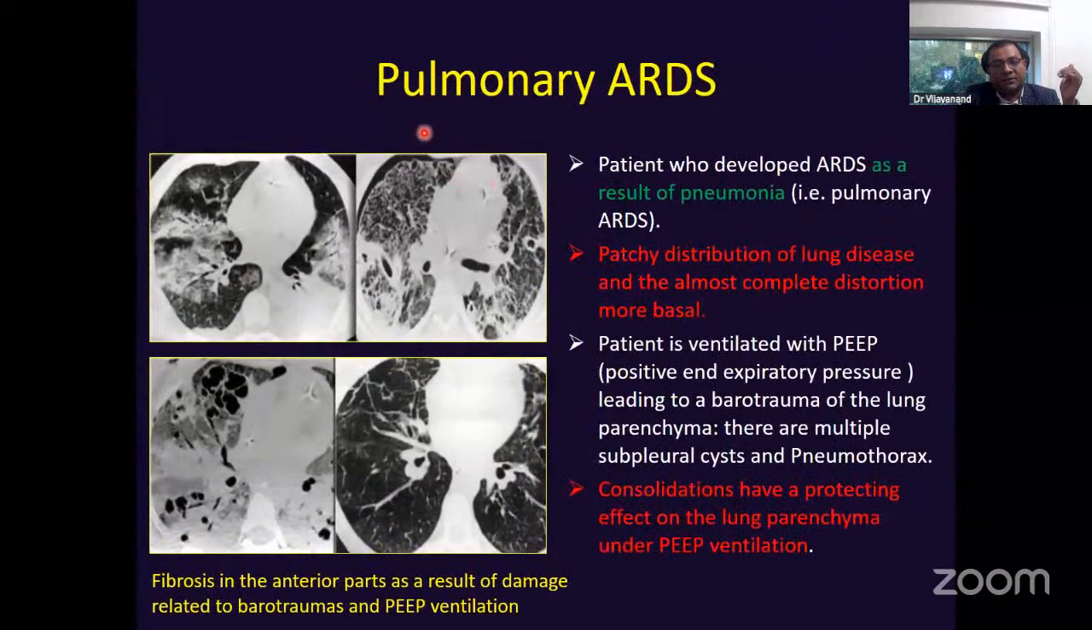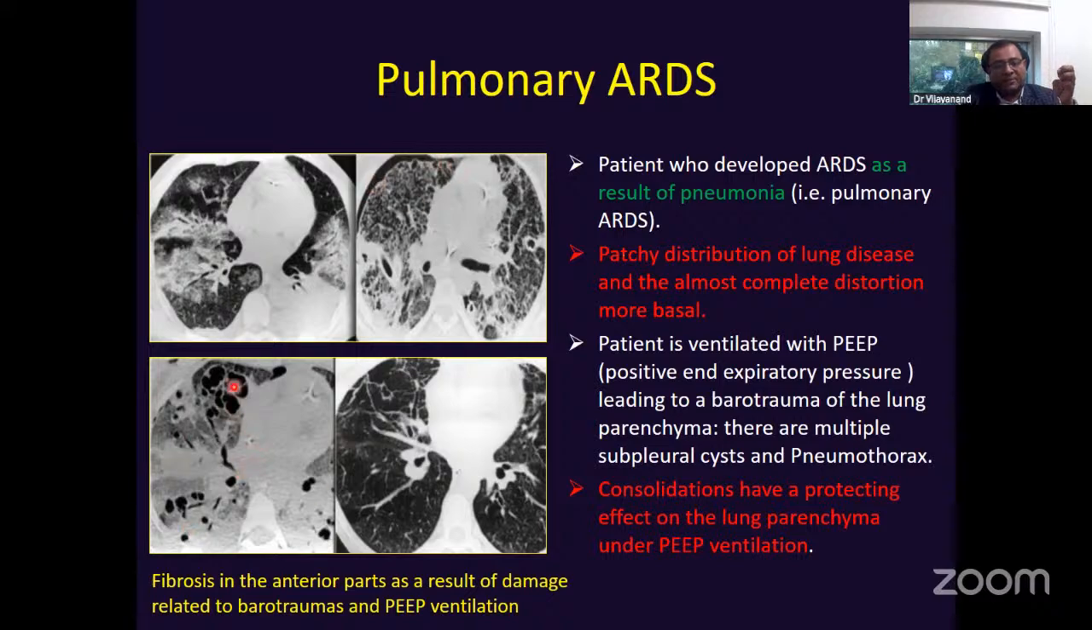So what does the picture of ARDS look like? You can see in this first picture large irregular areas of consolidation or ground glass opacities, and minimal effusion can also be seen. This is post PEEP, wherein you can see the anterior parts showing small cystic areas, subpleural cyst-like areas along with rupture of a few cysts causing pneumothorax anteriorly.